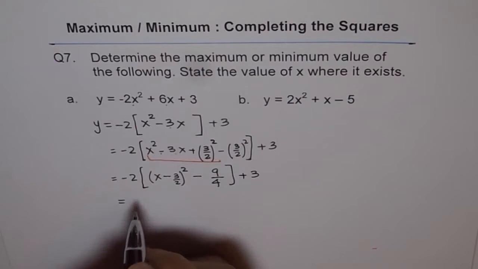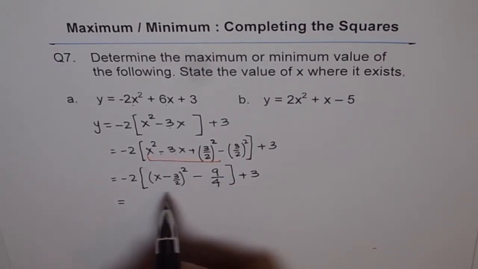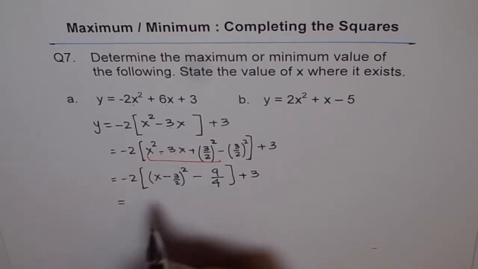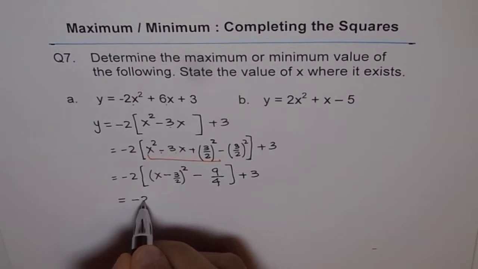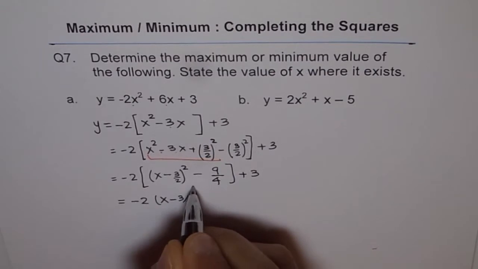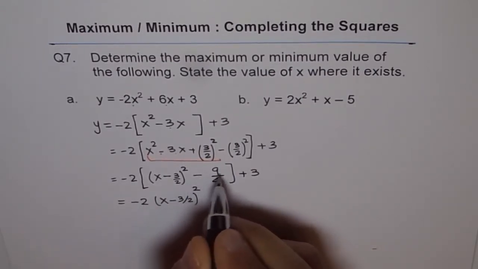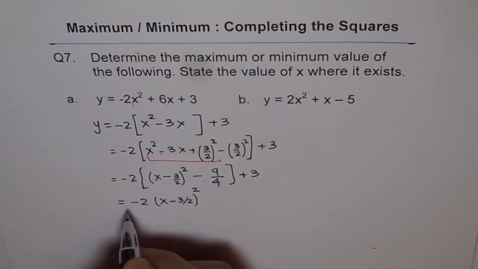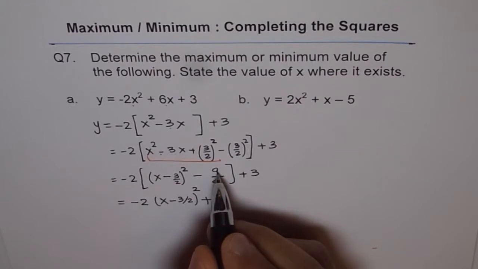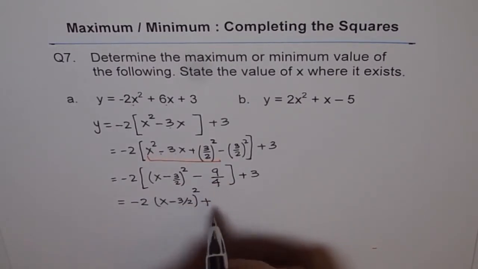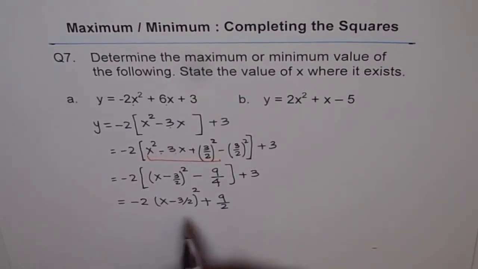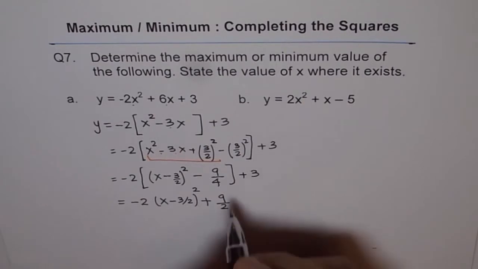So when we expand it, now you see I have the square brackets and the other brackets. There is no confusion, and that is the reason I use square brackets here. Okay, now expand it. So we get minus 2 times x minus 3 over 2 whole square, and minus 2 times minus 9 over 4. Minus and minus becomes plus, right? And 2 times 9 is 18, but you can simplify this, right? So you can write this as plus 9 over 2, right? So 2 divided by 4, correct? Plus 3.